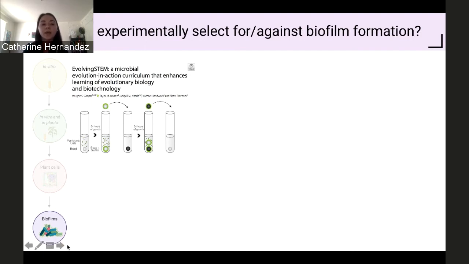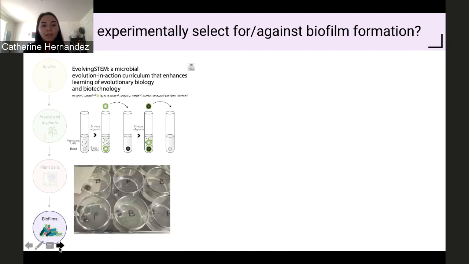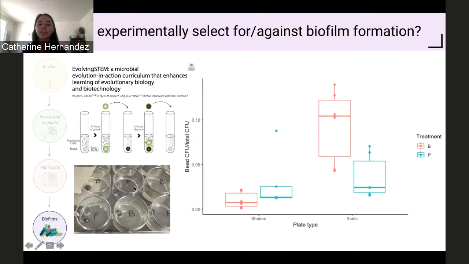And then you select by serially passaging these beads. We also selected against biofilm formation by having beads in the well, but transferring the liquid and not the bead portion. This is just a picture of those plates. We didn't do it in these tubes because we didn't have the right type of bead and were playing around with methods. So we did them in these dishes, and we also tested static and shaken cultures because this is pretty new methods development.